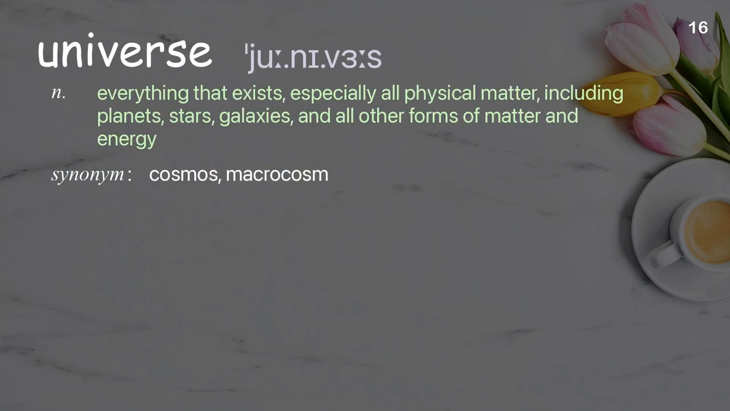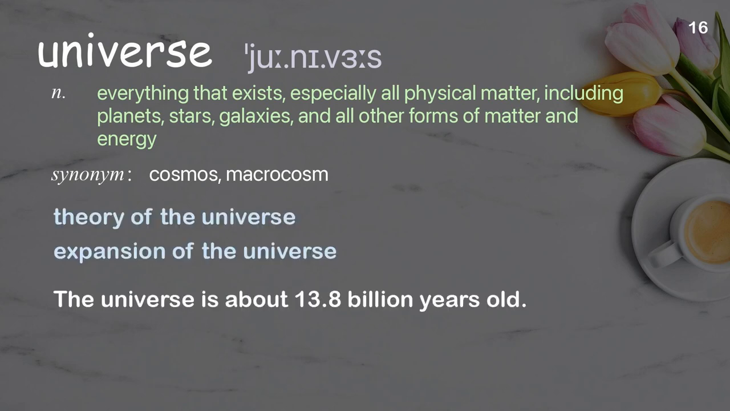Universe. Everything that exists, especially all physical matter, including planets, stars, galaxies, and all other forms of matter and energy. Examples: theory of the universe. Expansion of the universe. The universe is about 13.8 billion years old.